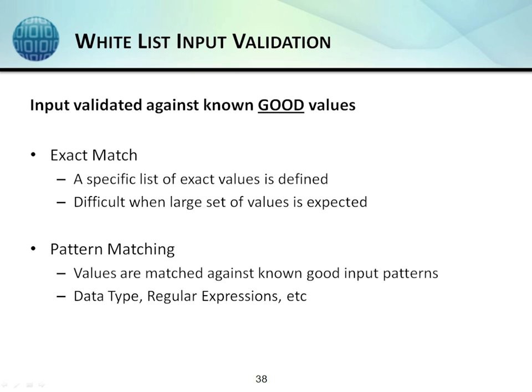You're going to run into terms like whitelist versus blacklist validation. Whitelist validation is where you're checking for known good values and rejecting everything else. Two different techniques are exact match, where we have a very defined list of what should be allowed and reject everything else.